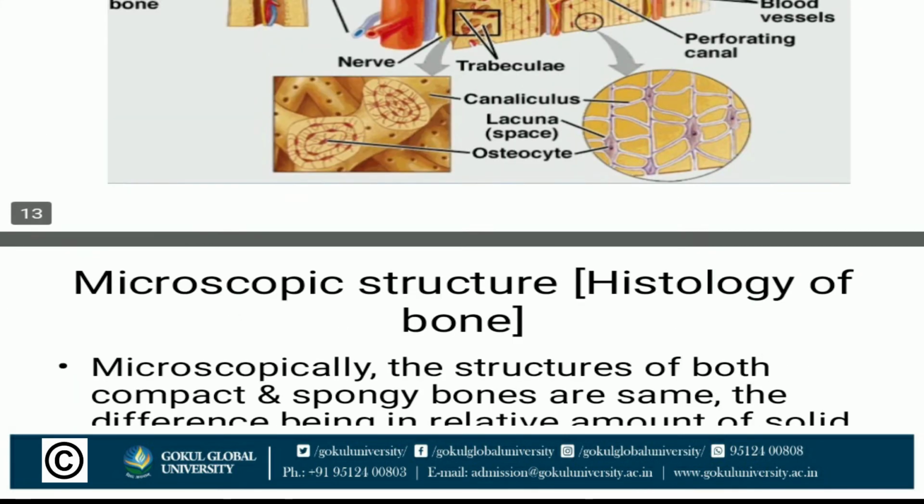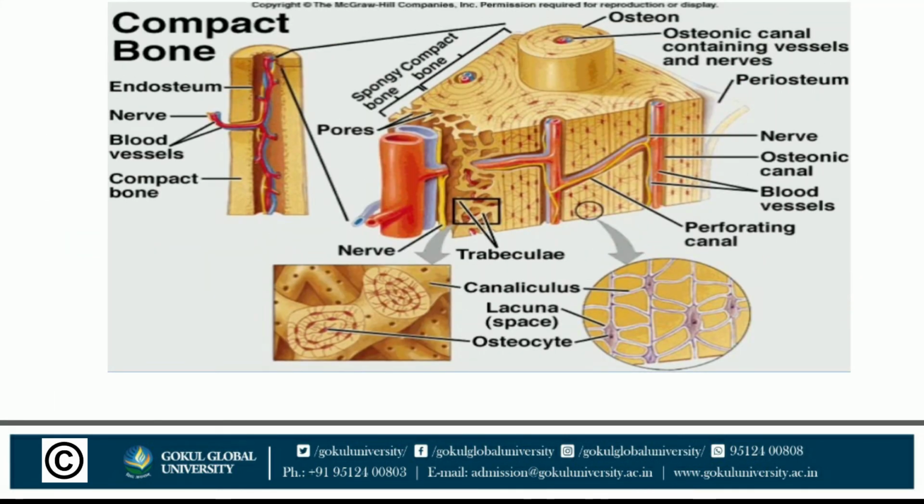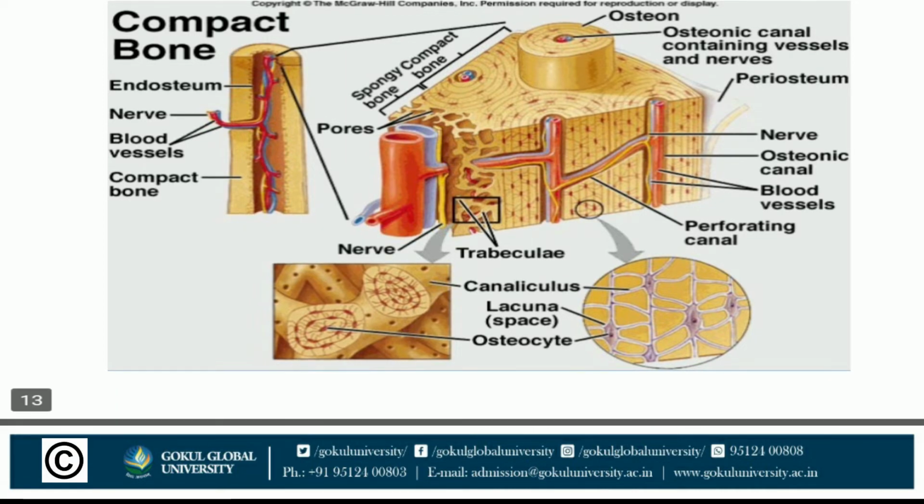In this diagram, you can see the canal which contains nerve and blood vessels centrally located and parallel to the axis of the bone, which is approximately 50 micrometer in its diameter, and contains nerve and blood vessels.